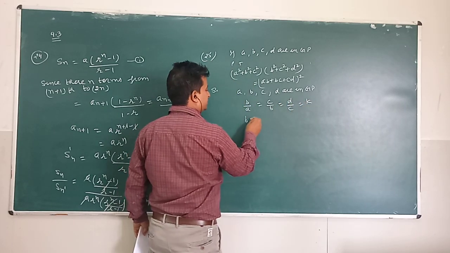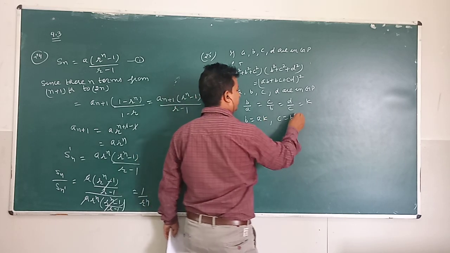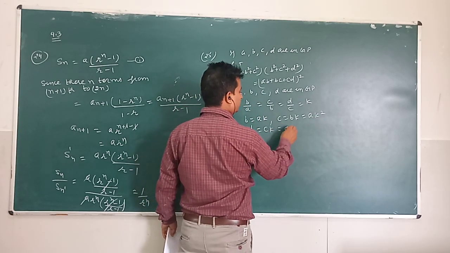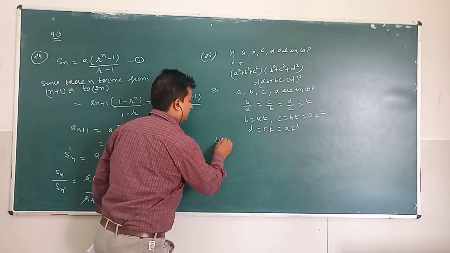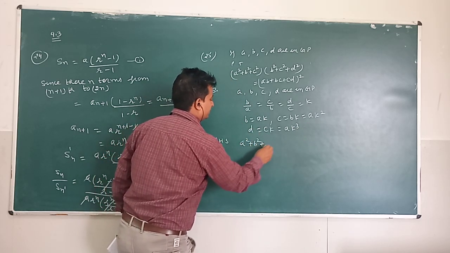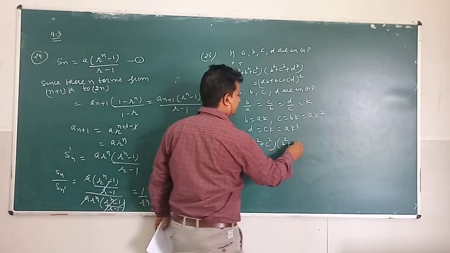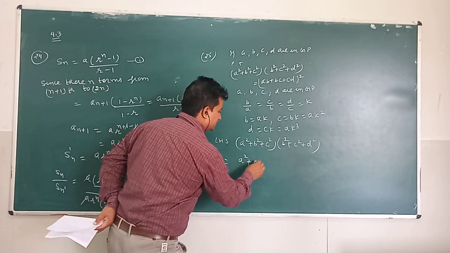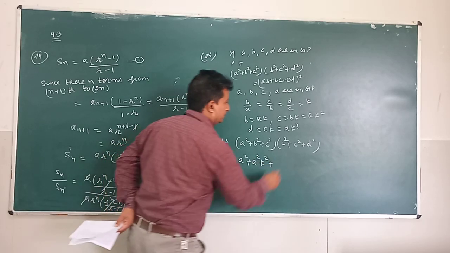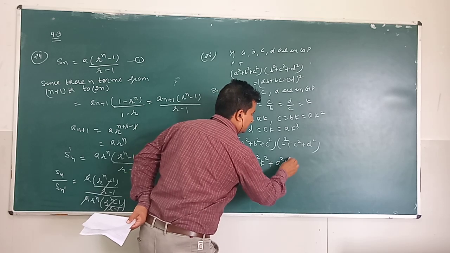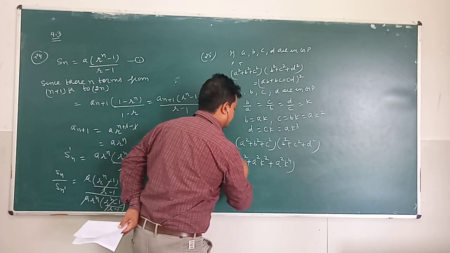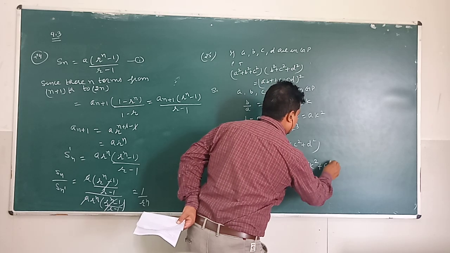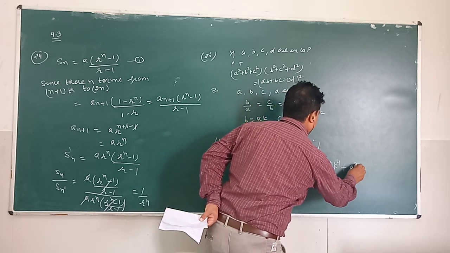equals k. So b is equal to ak, c is equal to bk, put the value of b as ak, so it's ak². d is ck, put the value of c, this is ak³. Take the left hand side, which is (a² + b² + c²)(b² + c² + d²). Put the values: a² is the same, b² is a²k², c² is a²k⁴, and d² is a²k⁶.